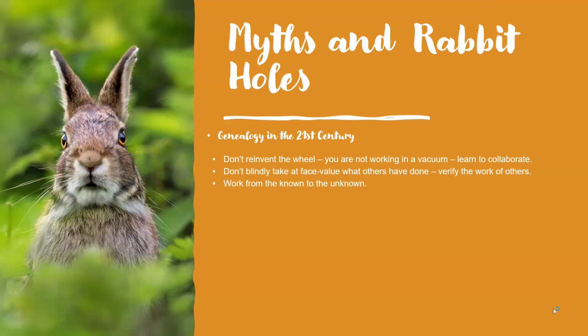Also, work from the known to the unknown. There's a real temptation when somebody says, well, you're a descendant of Daniel Boone, to jump back to Daniel Boone right away and start researching his ancestry. No, work your way back and see if you really are related to Daniel Boone. Work from the known to the unknown.